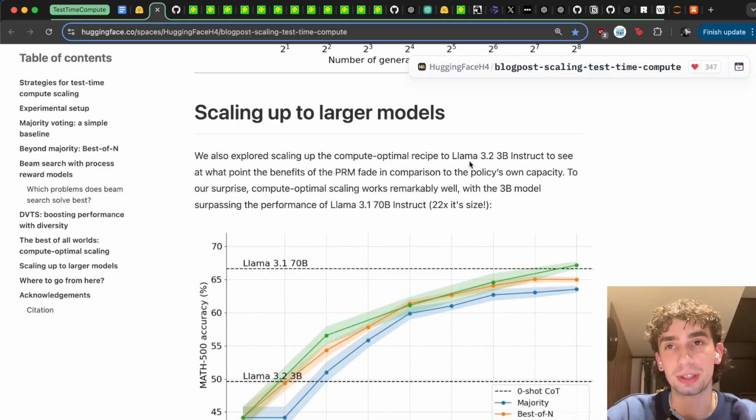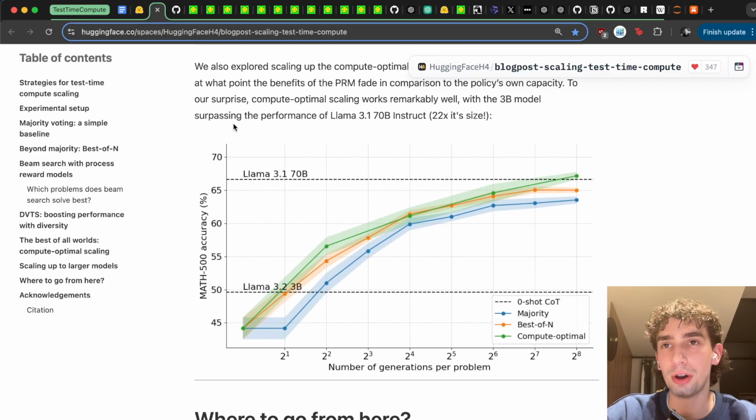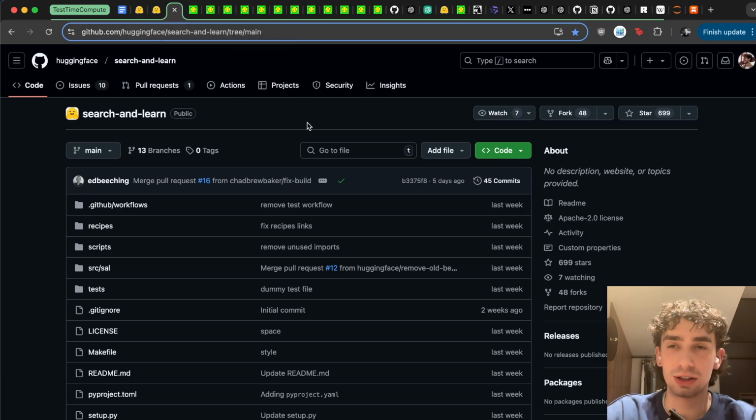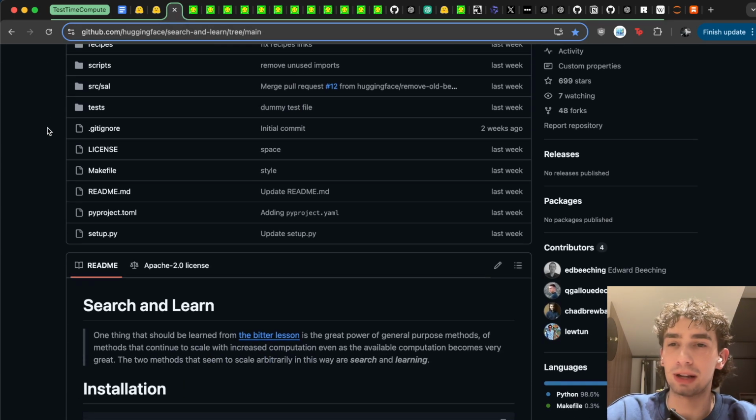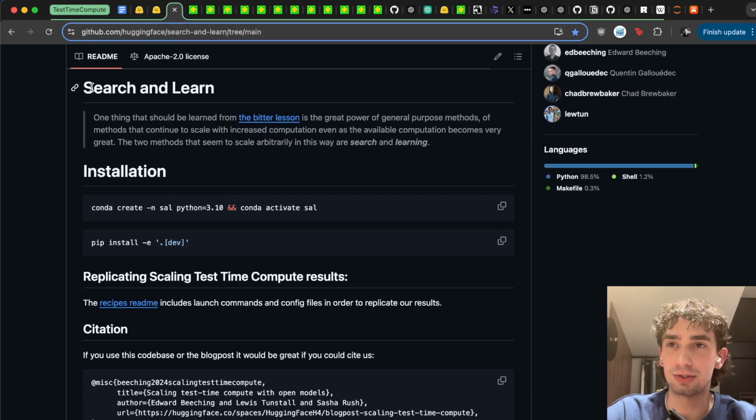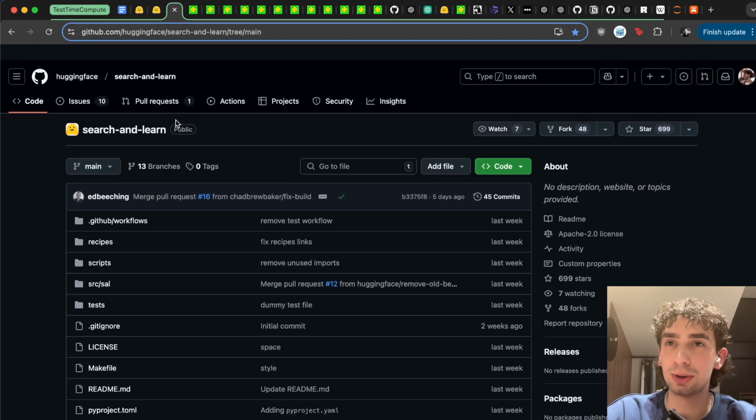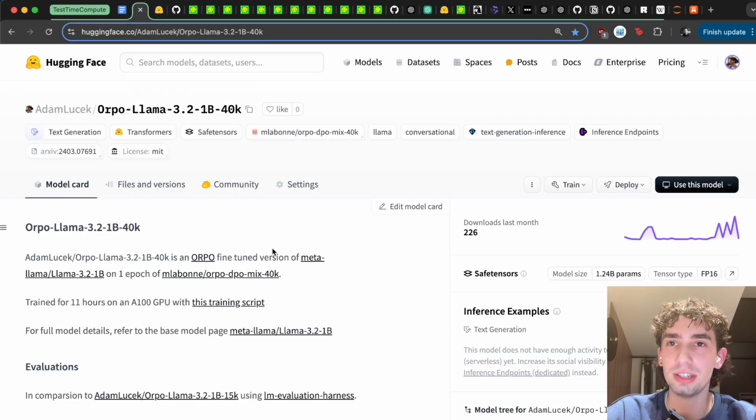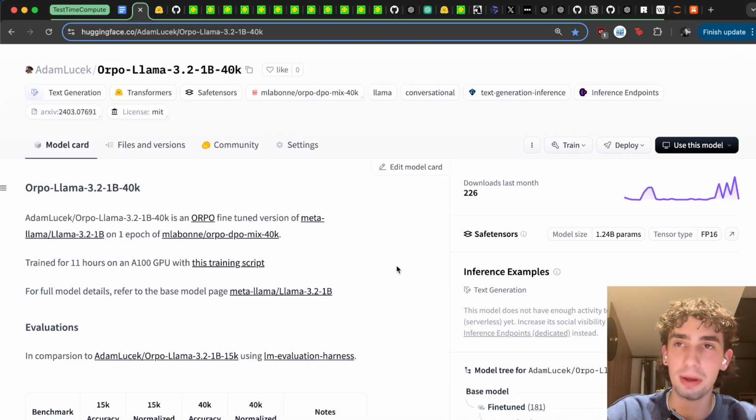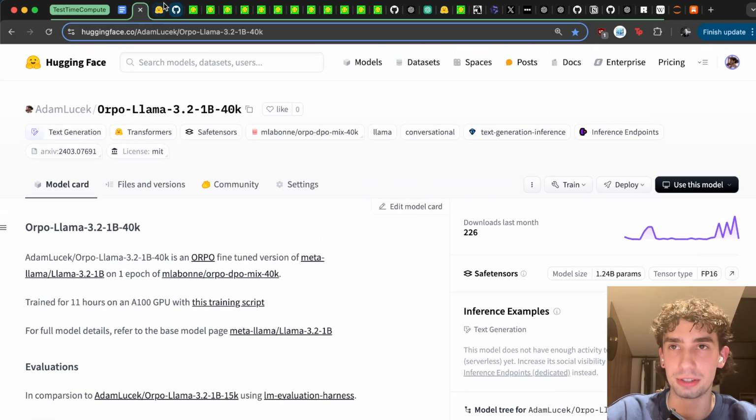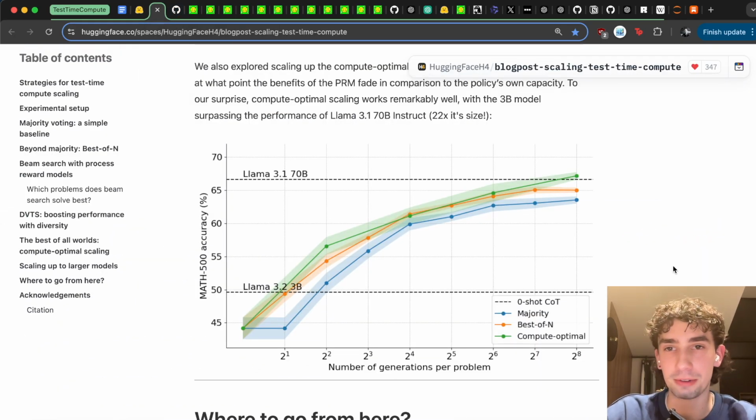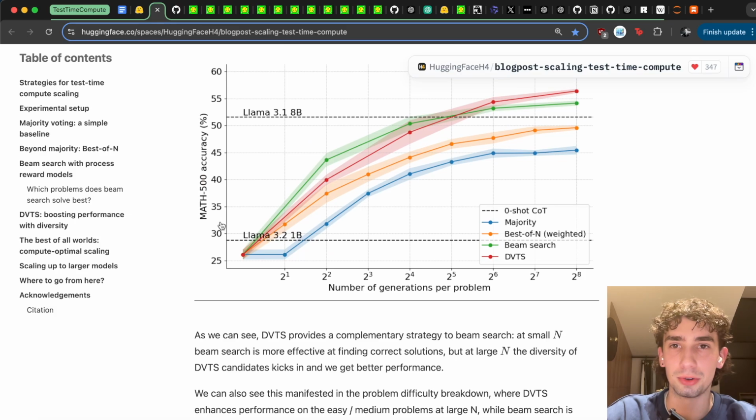With Hugging Face's release of this blog, they also open sourced their methodology and repository for applying these search algorithms with the Search and Learn repo here. So I wanted to give it a shot and see if scaling test time compute on one of my models, like this ORPO Llama 3.2 1B 40K model, would help improve any of its performance, as well as verify some of these Llama 3.2 1B results.